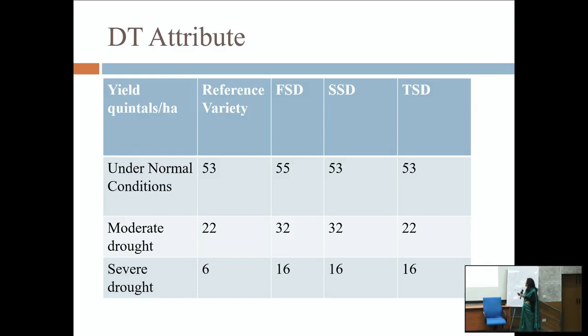Then I also give another option in which your yield will be as good as the reference variety under normal conditions. Under moderate drought conditions, the yield will be the same as the reference variety, but under severe drought conditions, the yield will be better. So this last is more useful if you are expecting a severe drought. Okay, so that's how we present yield to them. Rather than one number, we give them a distribution.